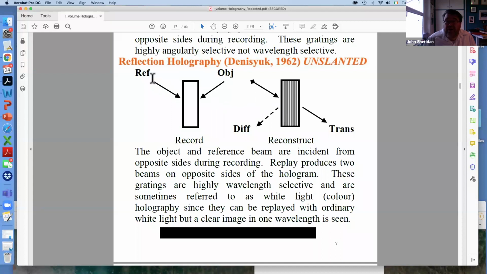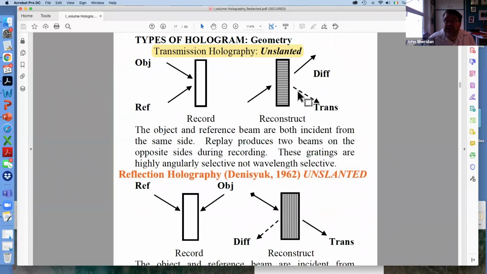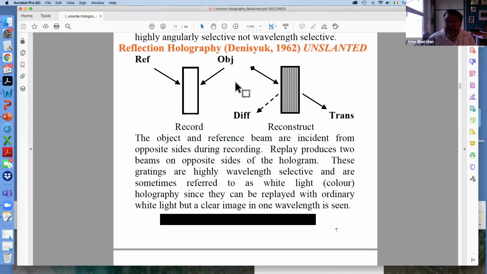And in this case, the reference beam and the object beam are on opposite sides. And if I replay here with the reference beam, I get the diffracted beam backwards here in this direction and the transmitted beam over here. So over here, I'm going to see the virtual object up here. So at least I've labeled these correctly in this diagram. That's the diffracted, that's the transmitted. This is diffracted and this is the transmitted. And they're both unslanted. Again, because if I look at this, we see we have the same angle to the normal as we have over here, but they're now counter-propagating through the material.